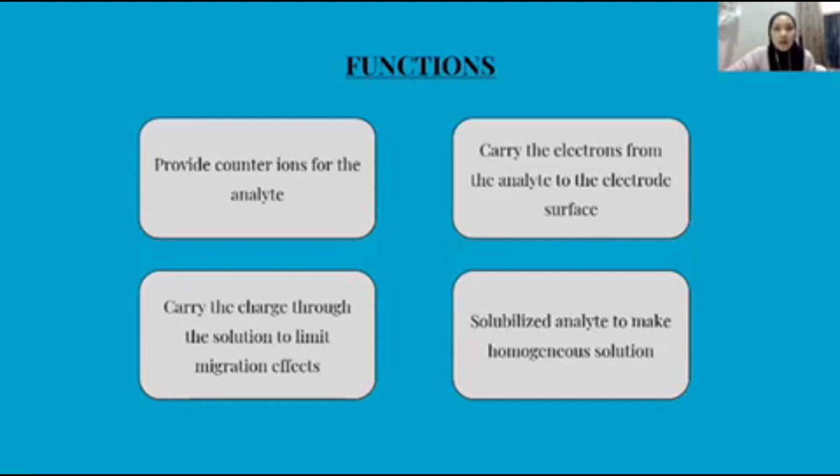And then we go to the functions of the supporting electrolytes. The first one is to provide the counter ions for the analyte. The second one is to carry the electrons from the analyte to the electrode surface. Next is to carry the charge through the solution to limit migration effects, and to solubilize the analyte to make a homogeneous solution.